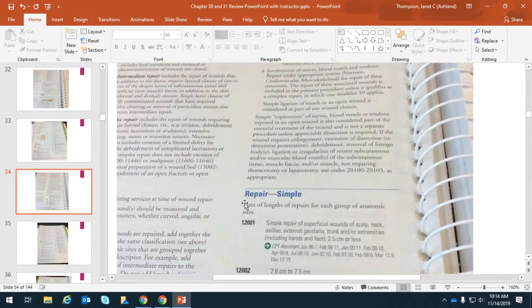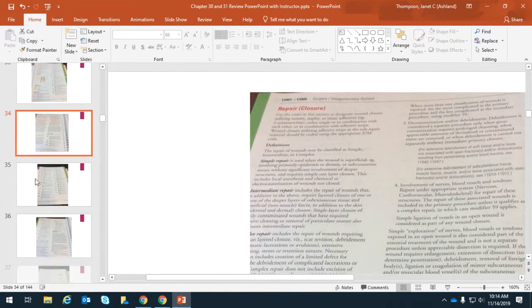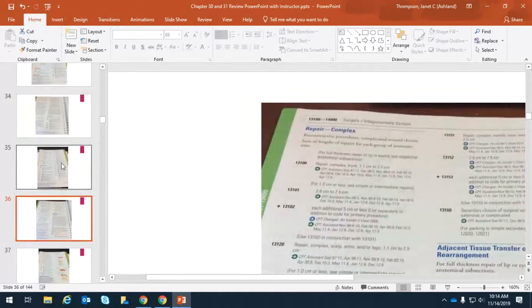All right, now we're getting into repairs. That starts on section 12001. So we start with the simple section. So we had our example of the guy that was in the ER and he got in a fight and he opened up his wounds again. That was a repair that was done to close up that wound.